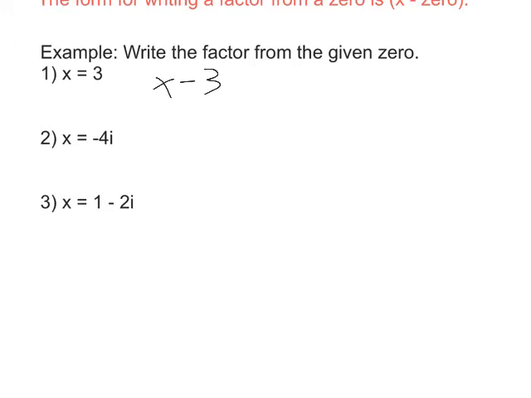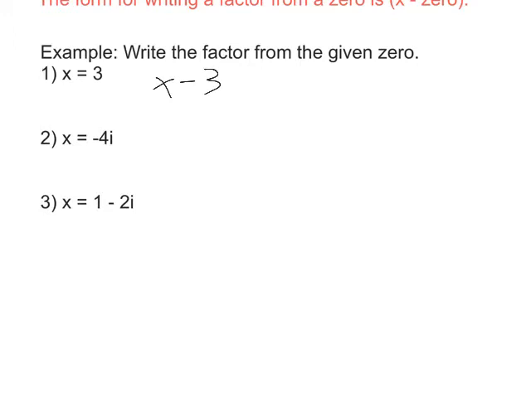This is kind of working backwards. We're used to doing the factor first and then getting the zero from that factor by setting the factor equal to 0 and solving for x, okay? So that's kind of where this is coming from. You can double check to make sure you've got the right sign by setting that factor equal to 0 and solving it, okay? This works for imaginary numbers as well.